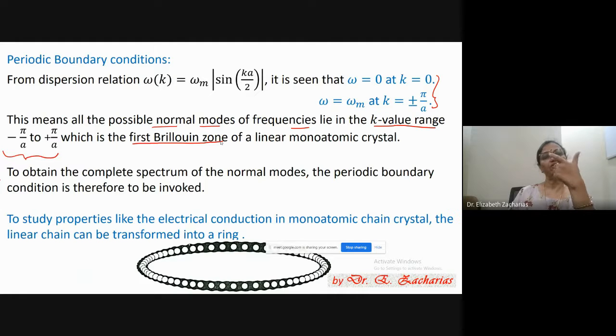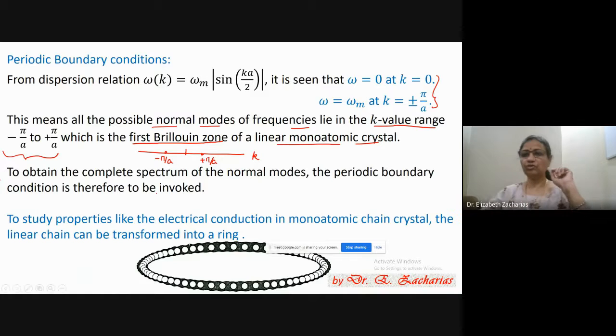In the previous chapter, we defined something called the first Brillouin zone for a linear monoatomic crystal. There also we took a linear monoatomic crystal and said the first Brillouin zone lies on the reciprocal lattice line between minus pi by a and plus pi by a. So that's your first Brillouin zone. Here also this minus pi by a to plus pi by a is the Brillouin zone. Within the first Brillouin zone, you are seeing a variation of omega as a function of k.